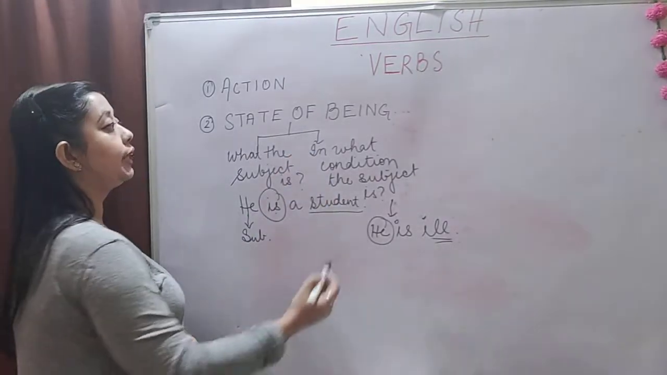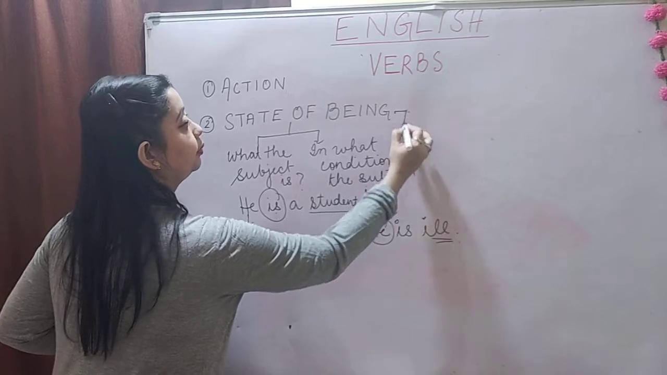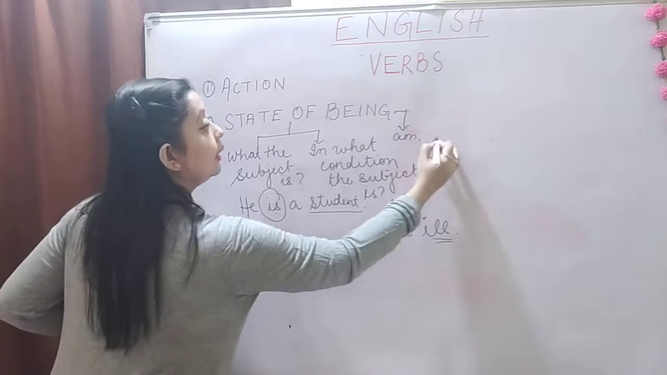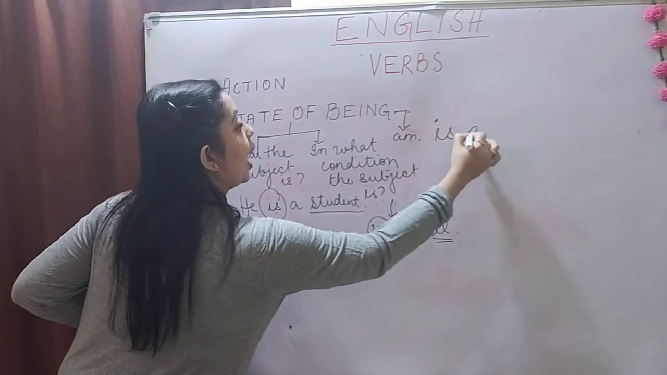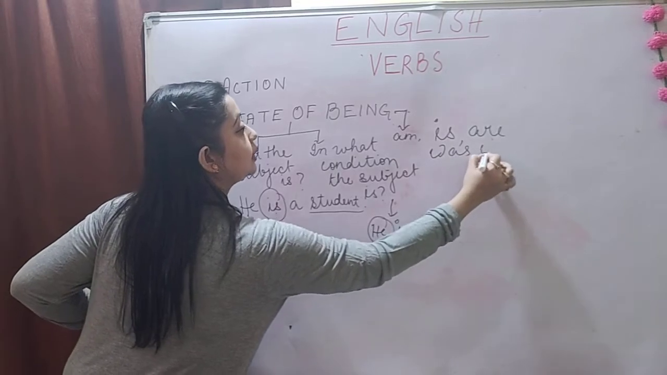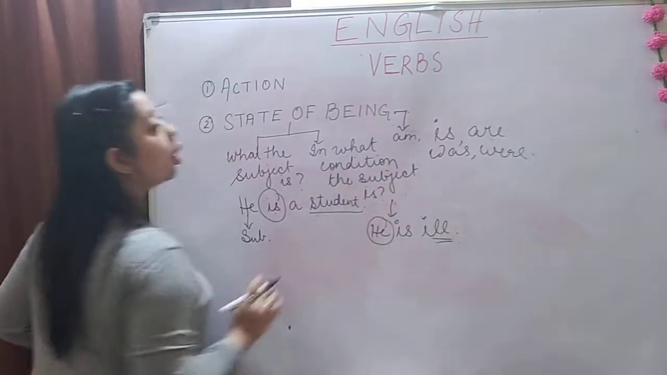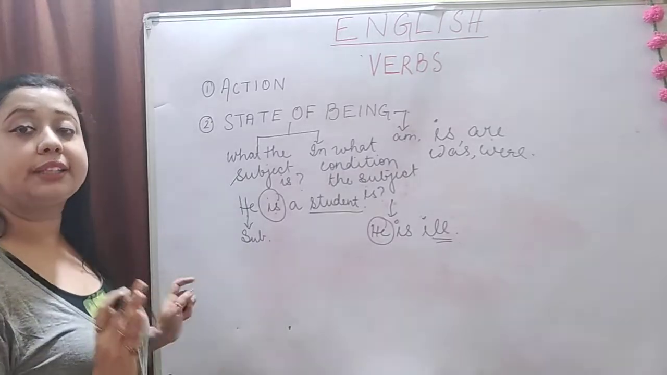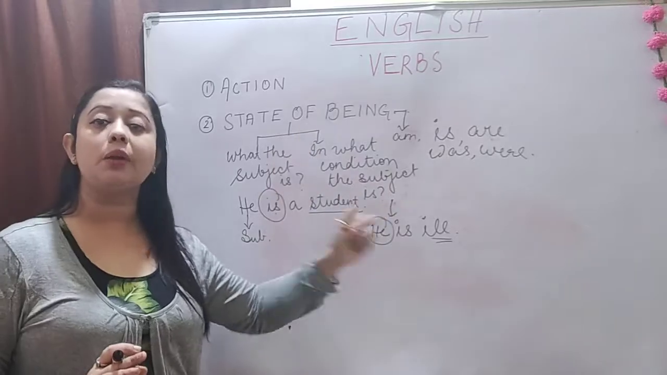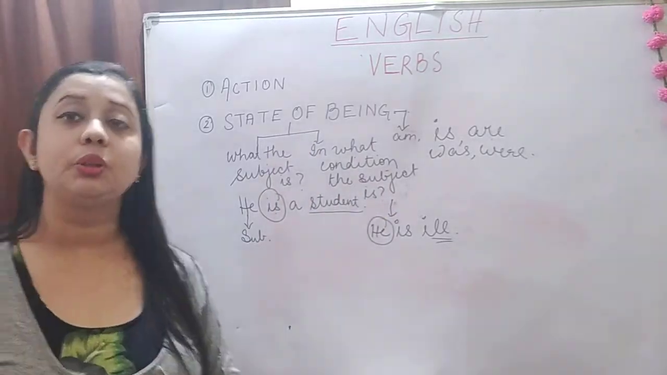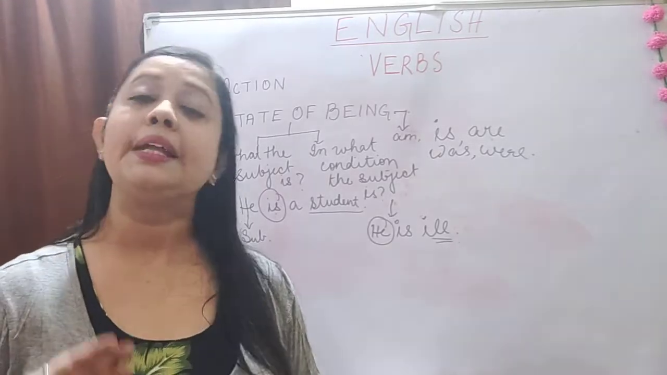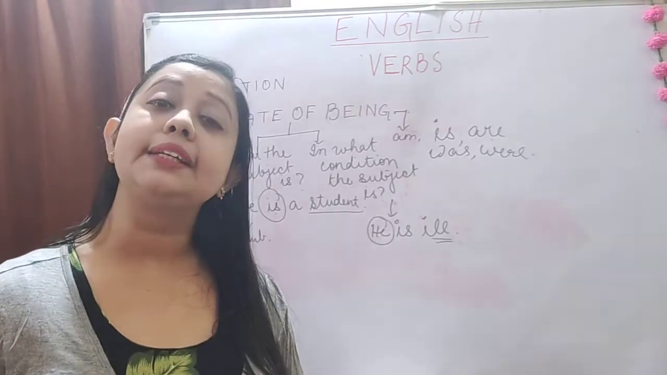And which are the verbs that come under state of being? They are am, is, are, was, and were. So, all these 5 verbs, which are the be forms of verb, they tell us the state of being of the subject. So, these were the two functions of the verb that we learned in class 7.